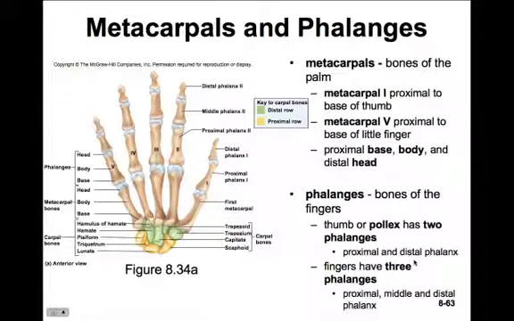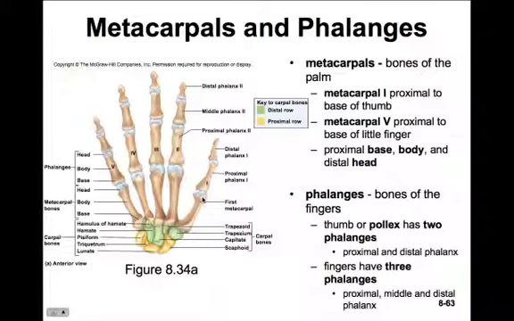Now we look into the metacarpals and phalanges. The metacarpals form the palms of the hand. These are these 5 bones that are just distal to the bones of the wrist. We label them number 1 through 5. Number 1 is on the thumb side, and number 5 is proximal to the base of the pinky finger. They just have 3 regions that we'll look at: the base, the body, and the head.